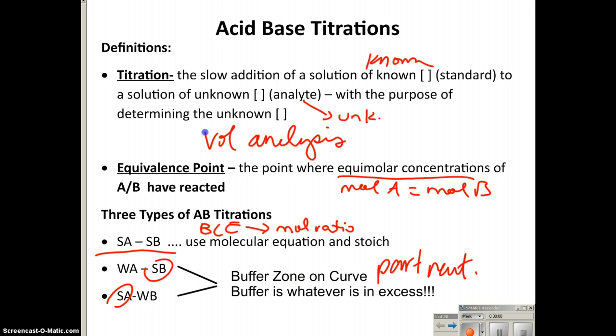That's going to allow for the creation of a buffer, because we all know that buffers are the combination of a weak acid and its conjugate. As a strong base or strong acid are neutralizing things, they're creating salts, and those salts contain the conjugates that we wish to look at for the Henderson-Hasselbalch equation. So we'll look at those when we get there.